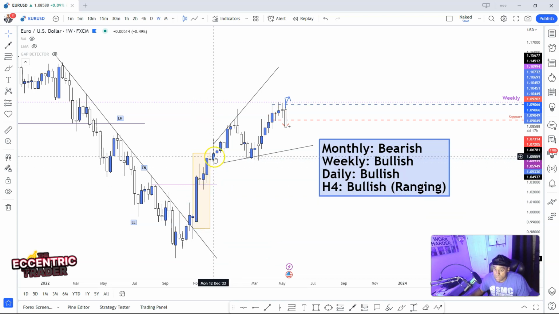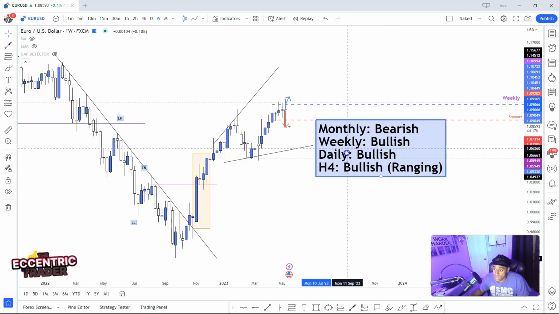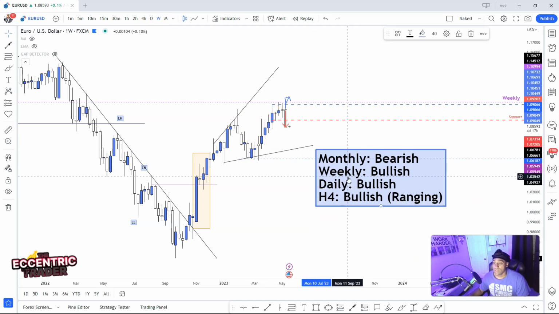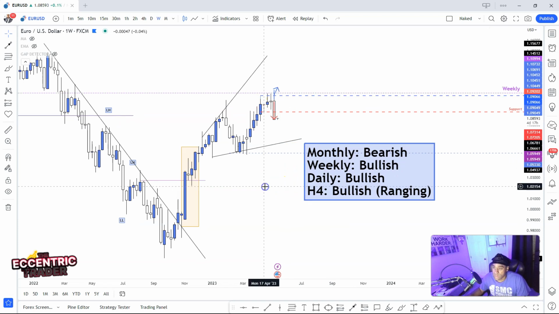Price came up, broke out here, tested a level of resistance, came back down, tested a level of support, and now it looks like it may do one of those things. I actually drew these on a lower time frame, so it should be a little more clear once we get maybe to the daily or H4. So we'll see. But as far as the weekly is concerned, it's definitely bullish.